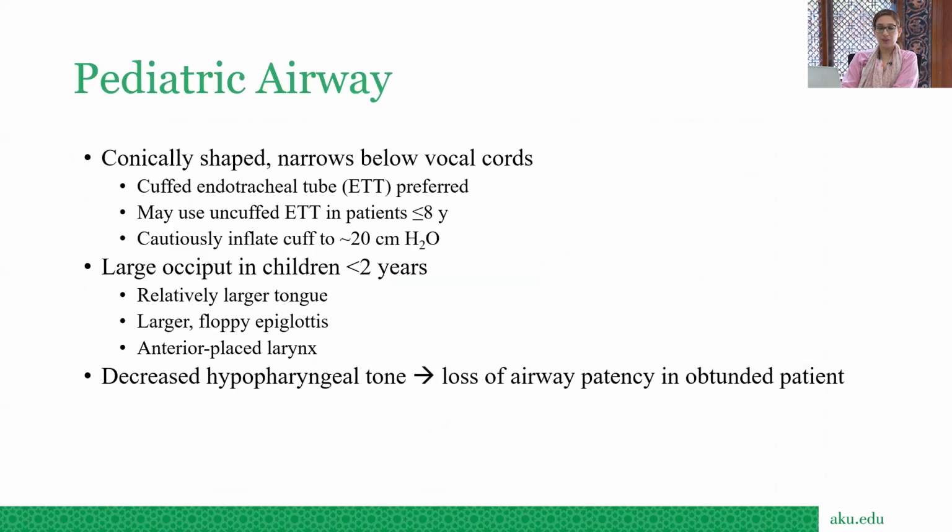So this is something we've already looked at, and there's a larger floppy epiglottis, anteriorly placed larynx. This is very essential whenever we're talking about pediatric airway management, how the positioning has to come about, how to clear the airway. So all of these are basic steps once you actually recognize that this is a high-risk airway in a child, right?